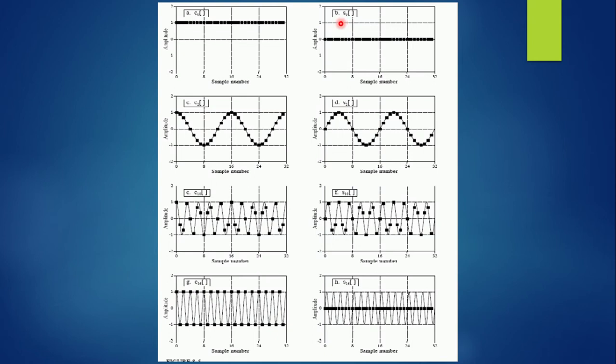Similarly, this is true for the sine waves. K is equal to 0, this is a straight line, 0 frequency. For 2, it is 2 cycles. 10, it will be having 10 cycles. If it is 16, it will be having 16 cycles.